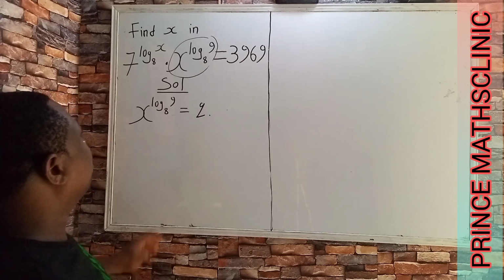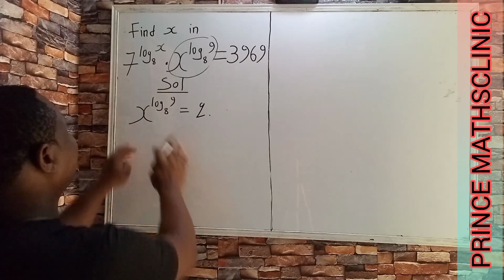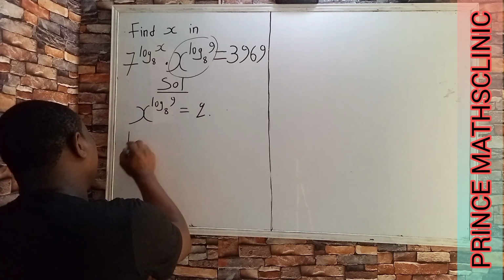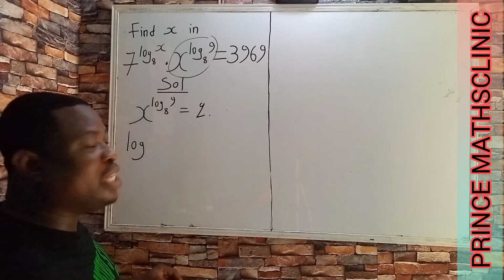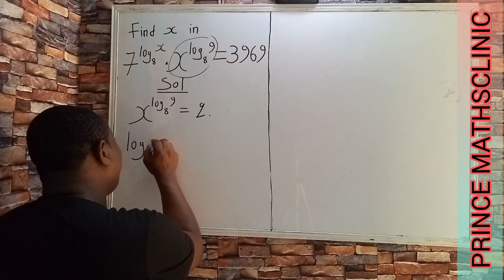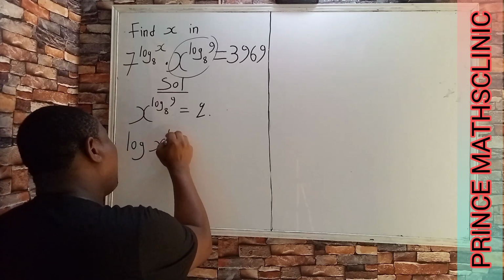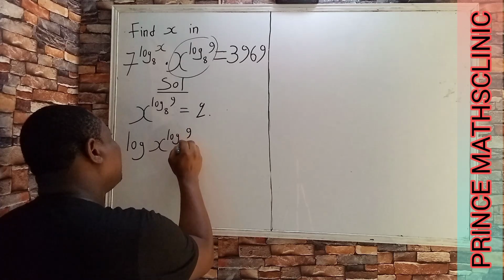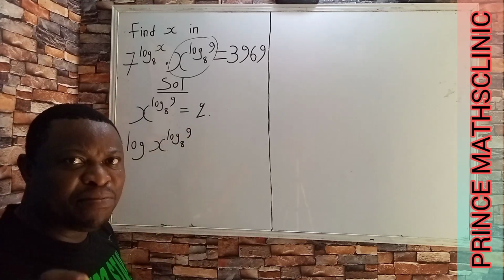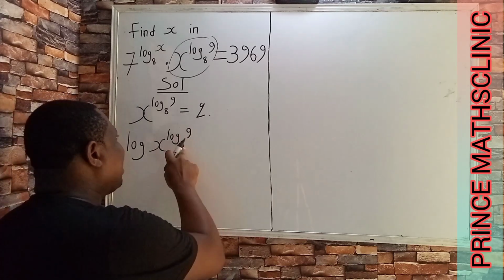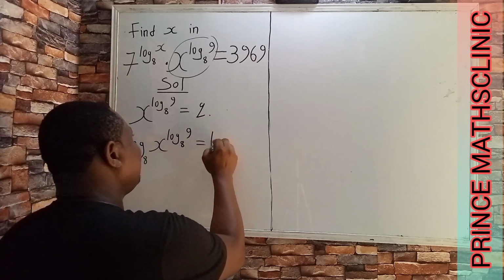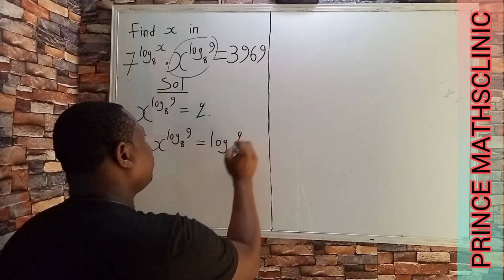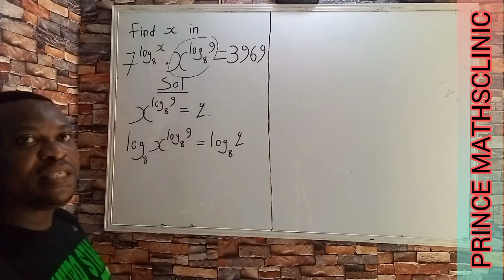So, the next step I'm going to take is to take the log of both sides. I'm going to say log, and I'm going to take that log in base 8. So, log of x to the power of log 9 base 8. Why am I taking it in base 8? Because the power here has base 8. So, I have to give this base 8. Then, log of q in base 8.